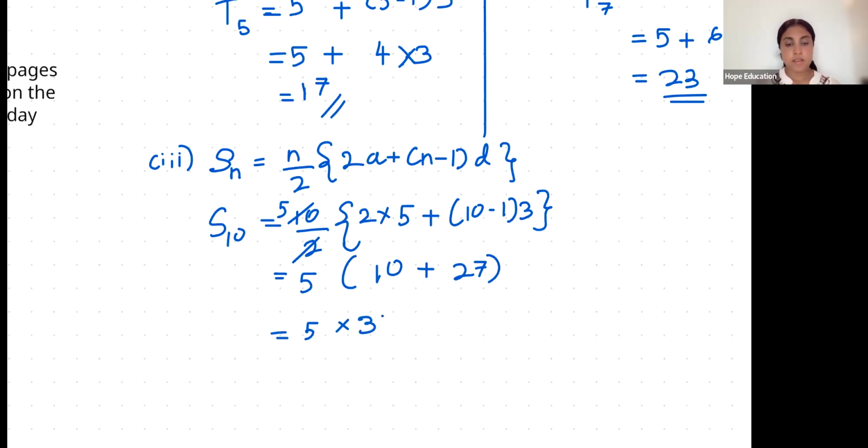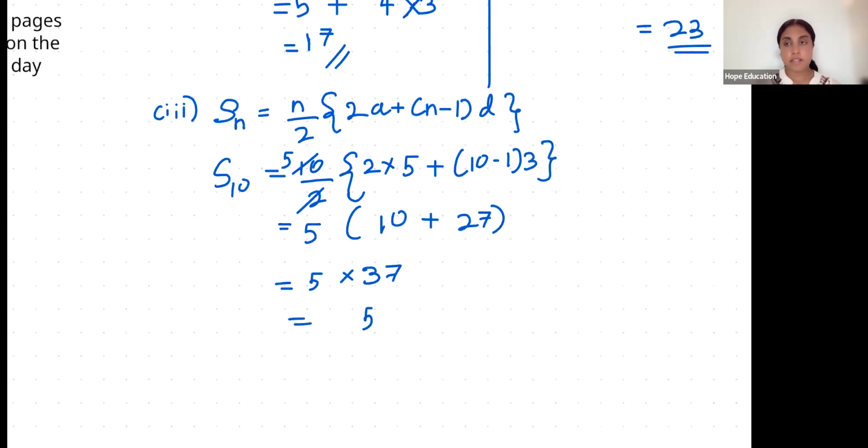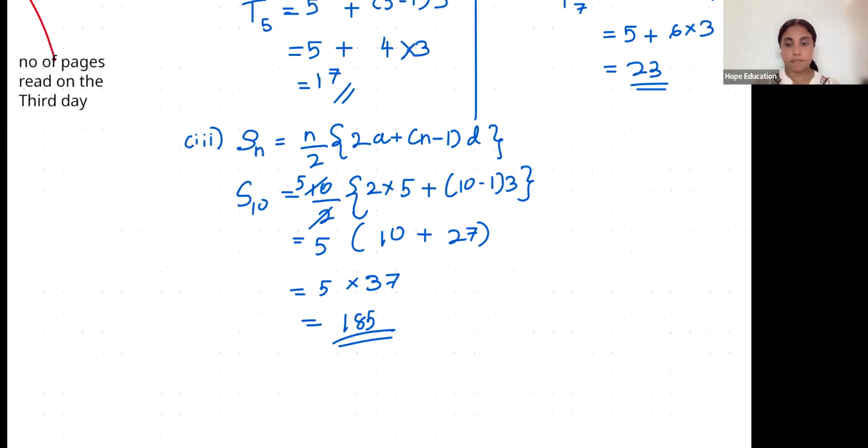So 5 times 7 is 35. 3 remaining. 5 times 3, 15, 16, 17, 18. Is this clear, Lamai? Okay.